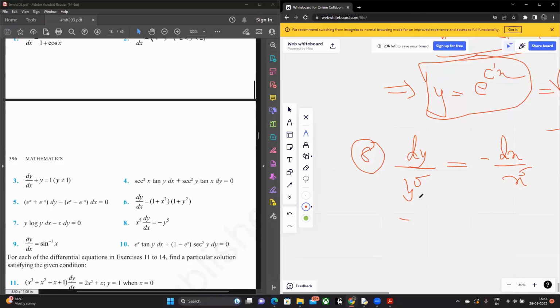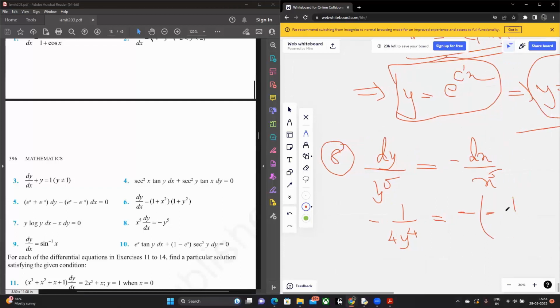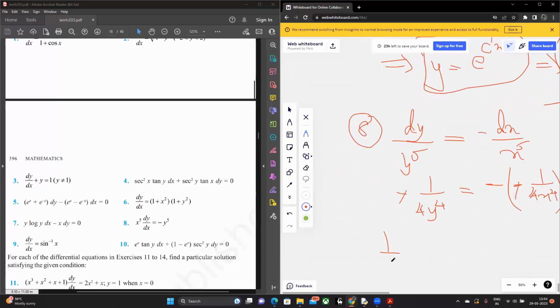The integral of x power n dx is x power n plus 1 by n plus 1, right? So it's basically minus 1 by 4y power 4 equals minus of minus 1 by 4 x power 4 plus constant. The minus 1 is cancelled. So you're basically left with 1 by y power 4 plus 1 by x power 4 is equal to constant, right?